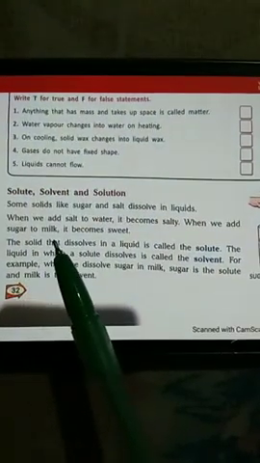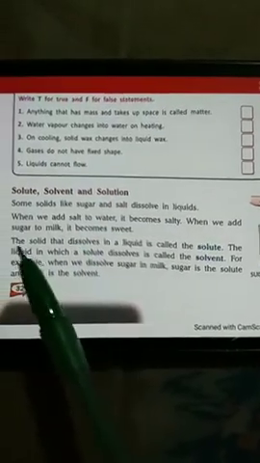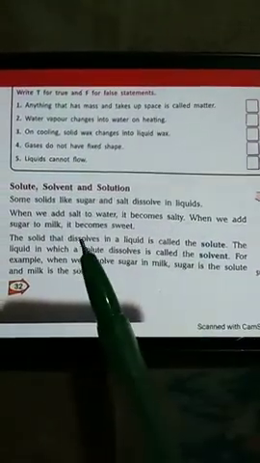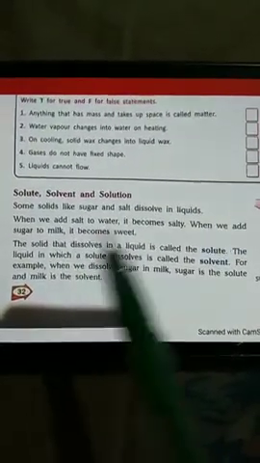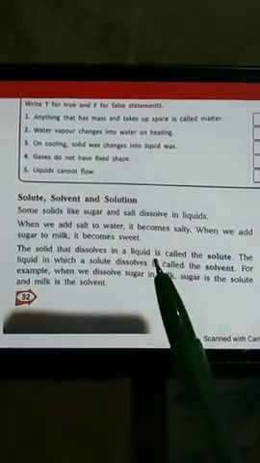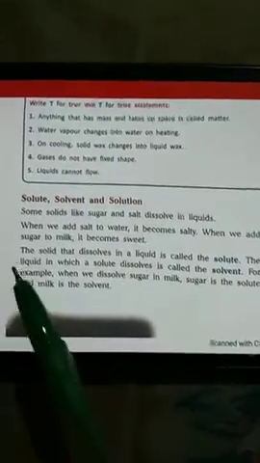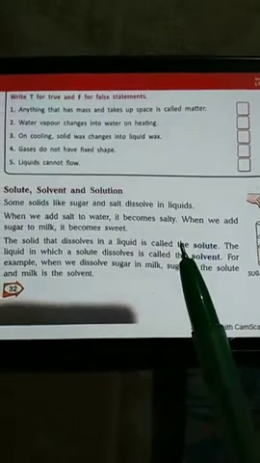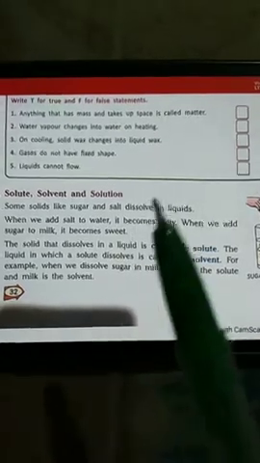Therefore, sugar and salt are solids because they have fixed shape and size. The solid that dissolves in a liquid is called the solute. In the context of sharbat, we have added sugar. Sugar is the solid which is getting dissolved in the water. So here sugar is the solute. In the case of lime juice, salt is the solute.